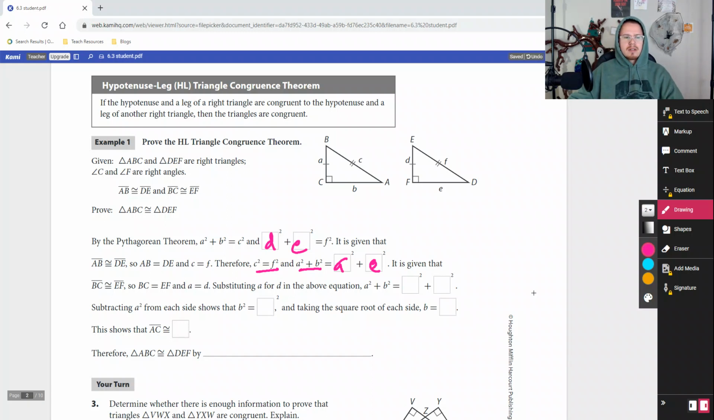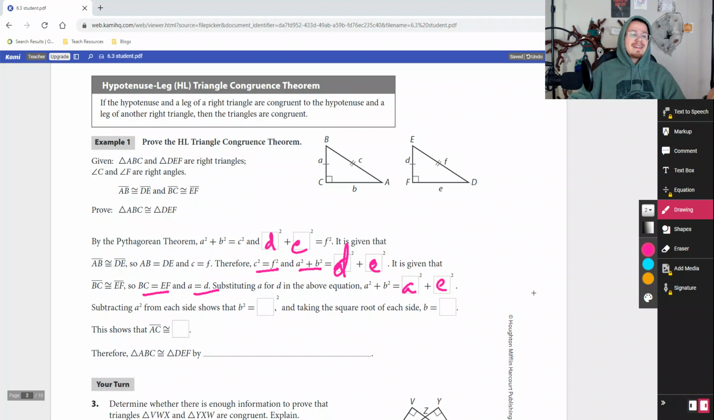Wait, I just jumped ahead, I'm sorry. This is supposed to be a D. It is given that BC is congruent to EF, one tally mark. So we know these are equal, and A and D are equal. So if you substitute A in for D, this is where I was going, then you have A squared plus E squared.